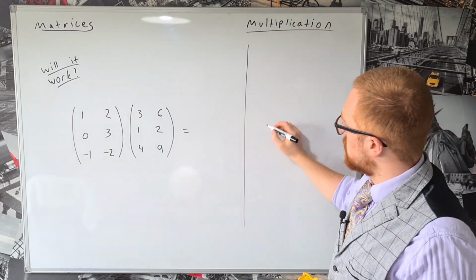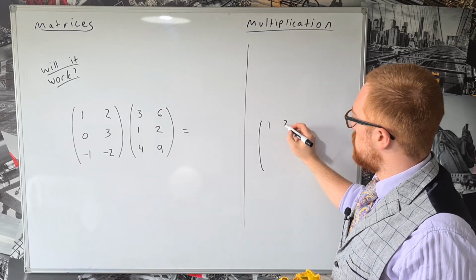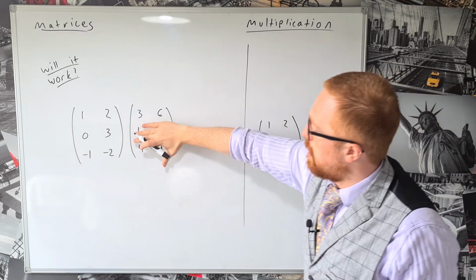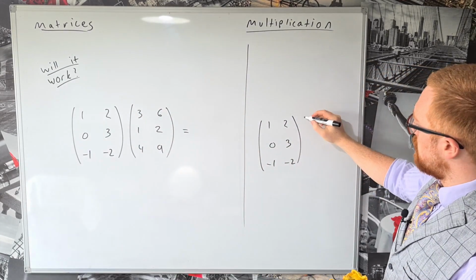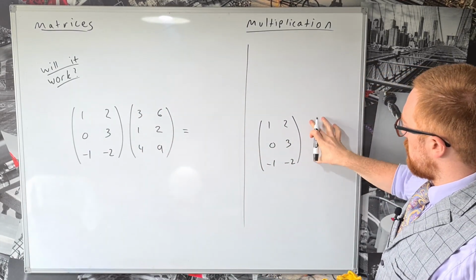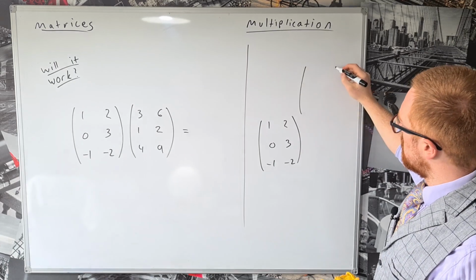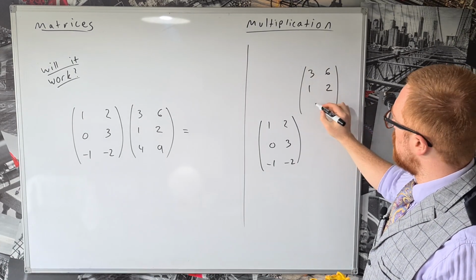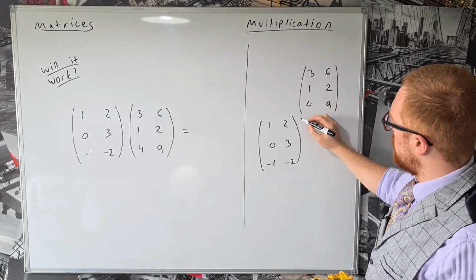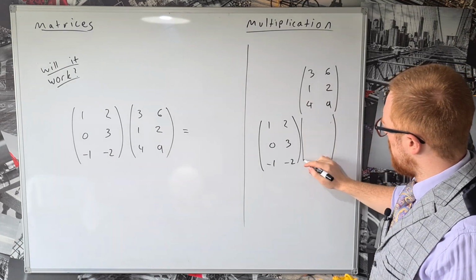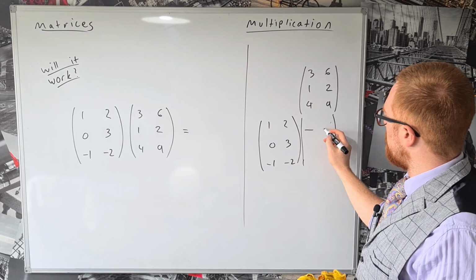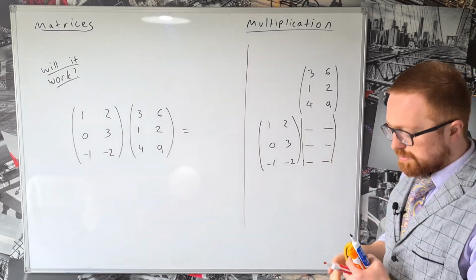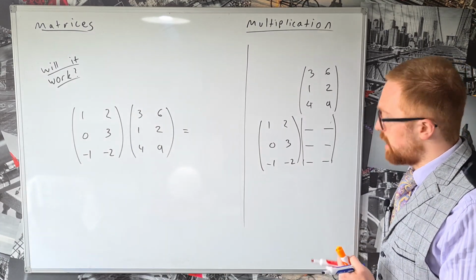So what we'll do is 1, 2, 0, 3, minus 1, minus 2. Remember, we offset that matrix up so we've got a space for our answer here. 3, 6, 1, 2, 4, 9. And our answer is going to go in here. And again, it looks like we'll get 6 entries if we can multiply these. So let's have a look at how we do it.